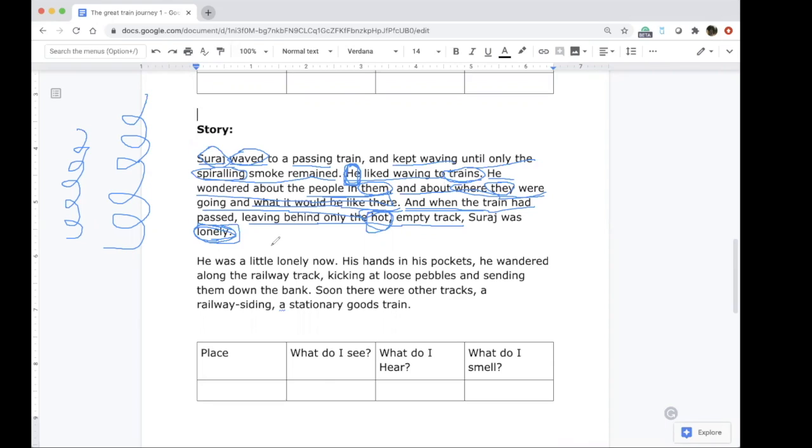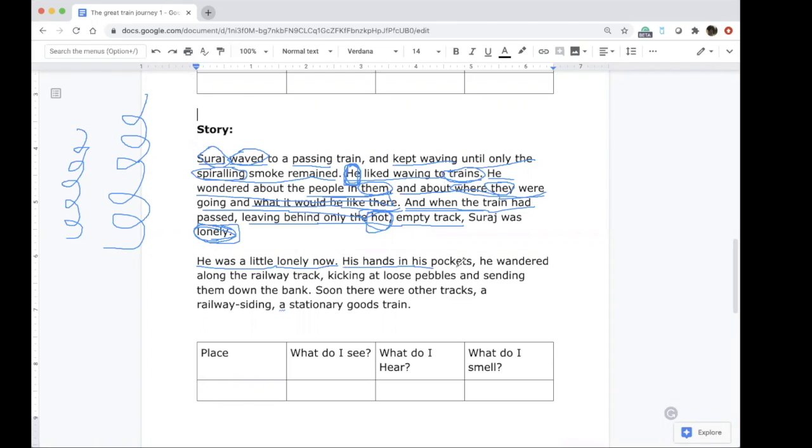Now let's try to read the second paragraph. I will also go through this paragraph again. He was little lonely now. Is this new information? Do we already know this information? Srinivas, do you think this is new information or we already know this information? We already know. Yes. From the previous paragraph, we already know that Suraj is lonely. So this is not saying anything new. It is just repeating the information that we already know.